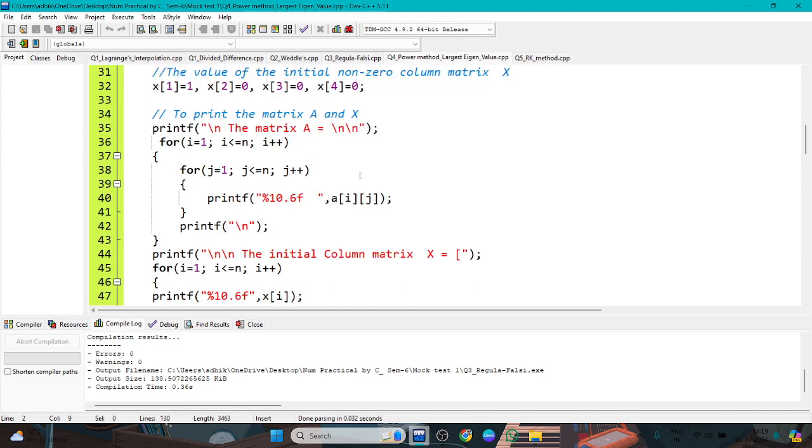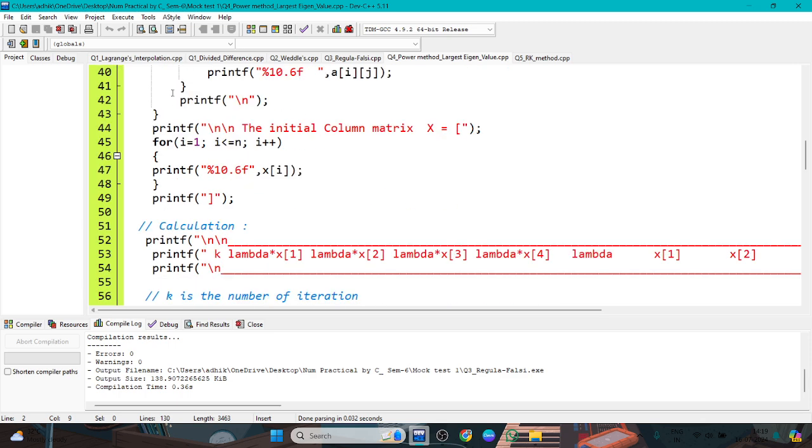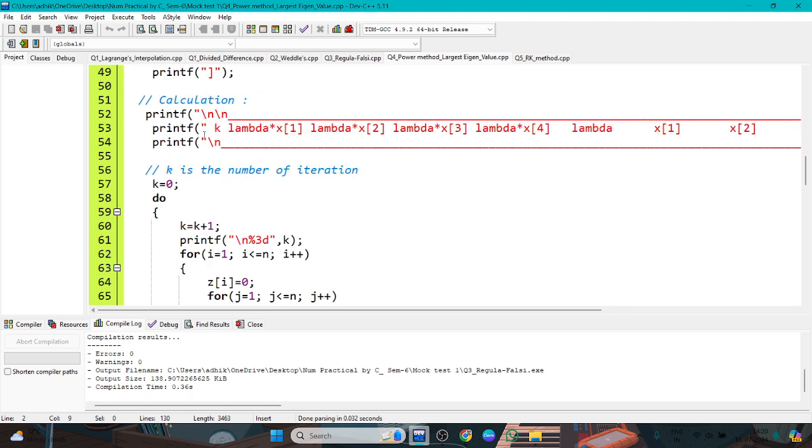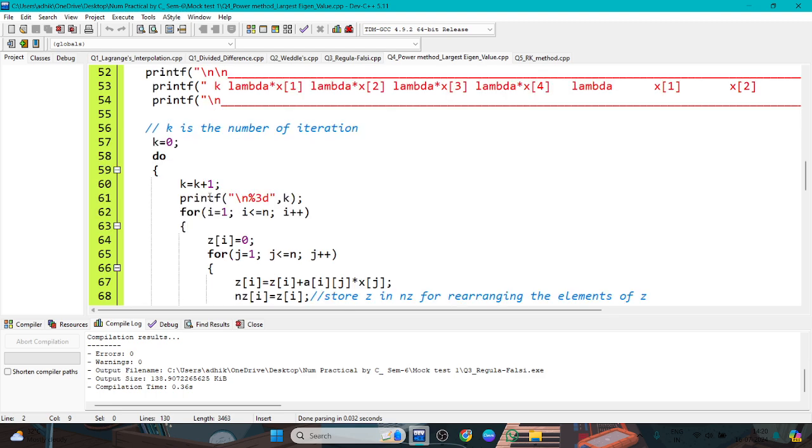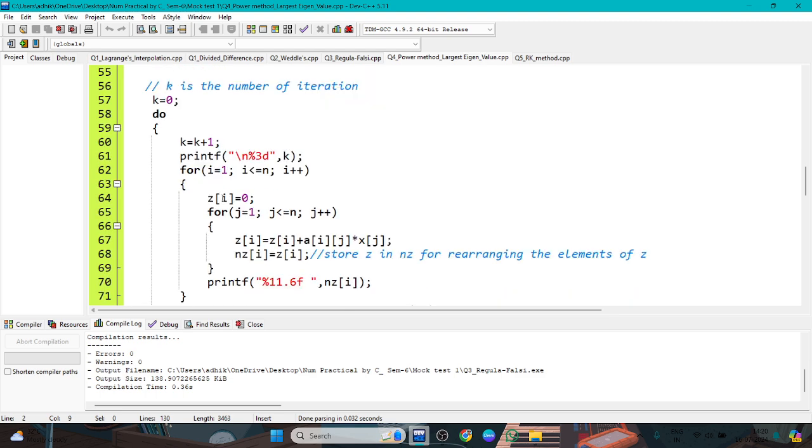To print the matrix A, printf with an i loop and a j loop, printing aij. This is the matrix A. Print the initial column matrix x, printing xi with format 10.6. Then printf the calculation headers: lambda, x1, x2, x3, x4, and k is the number of iterations, k equal to 0. Do k equal to k plus 1, printf k.